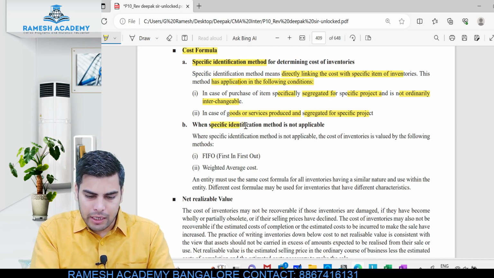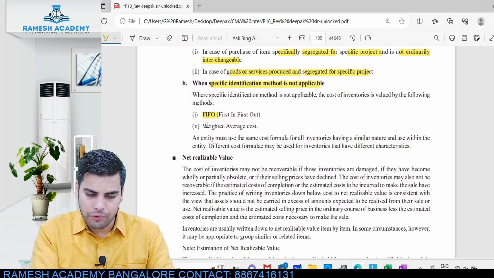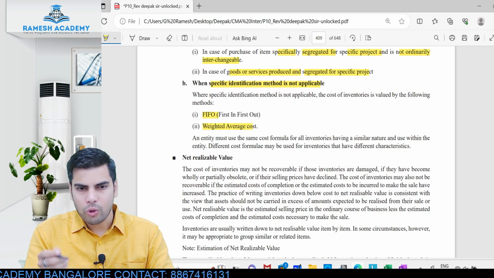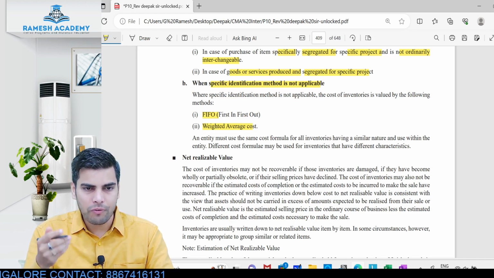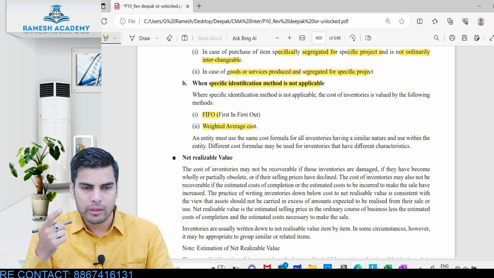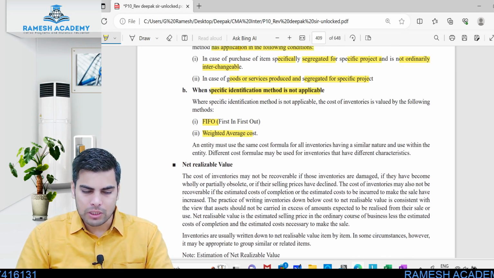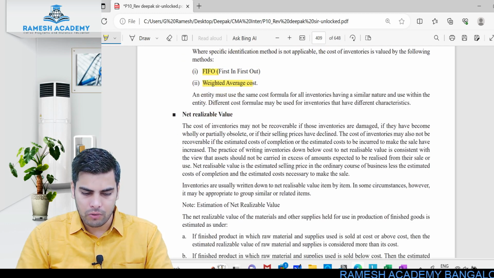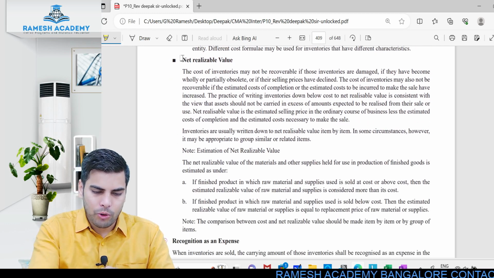When the specific identification method is not applicable, we have quite a few methods: FIFO method, that is first in first out, and weighted average method. All these things you would have learned at your foundation level. Different methods of valuation of inventory: we have FIFO method, LIFO method, simple average method, weighted average method. So wherein I don't have any specific identification approach, in that case I'll be following the FIFO method or weighted average method. Clear?